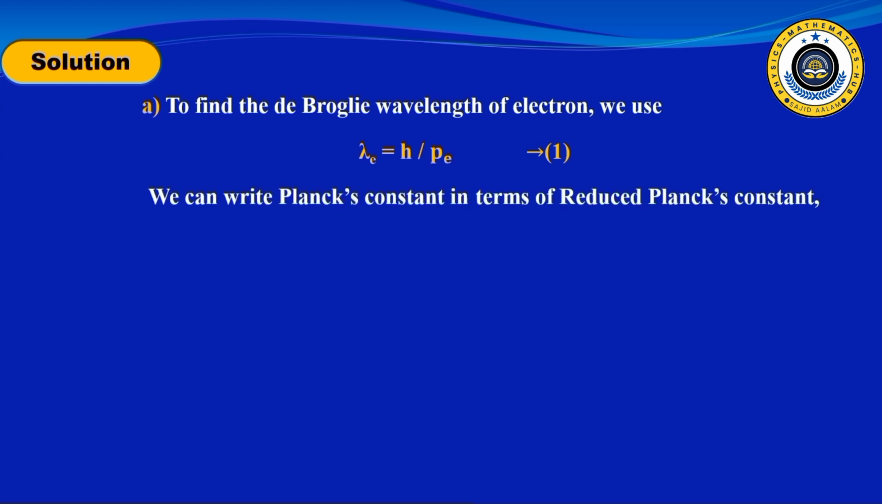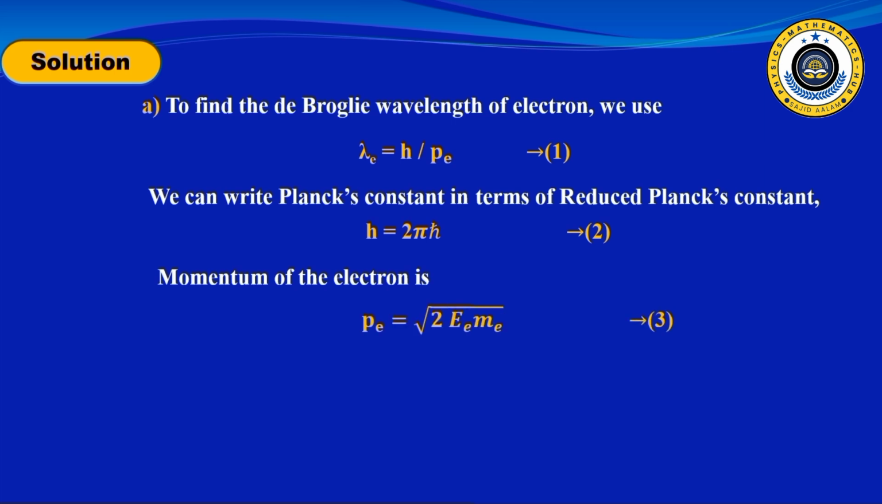We can write Planck's constant in terms of reduced Planck's constant as h is equal to 2 pi ħ, where h is the Planck's constant and ħ is the reduced Planck's constant. Momentum of electron, p_e, is equal to square root of 2 times energy of electron times mass of electron.